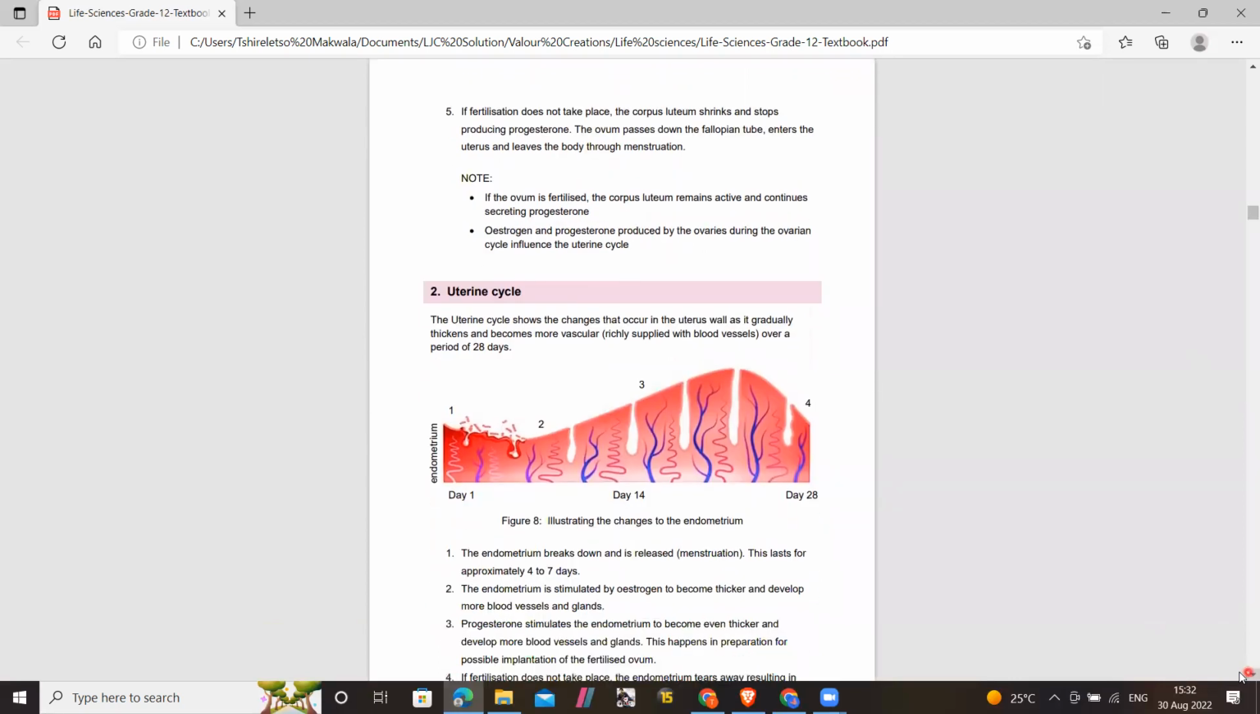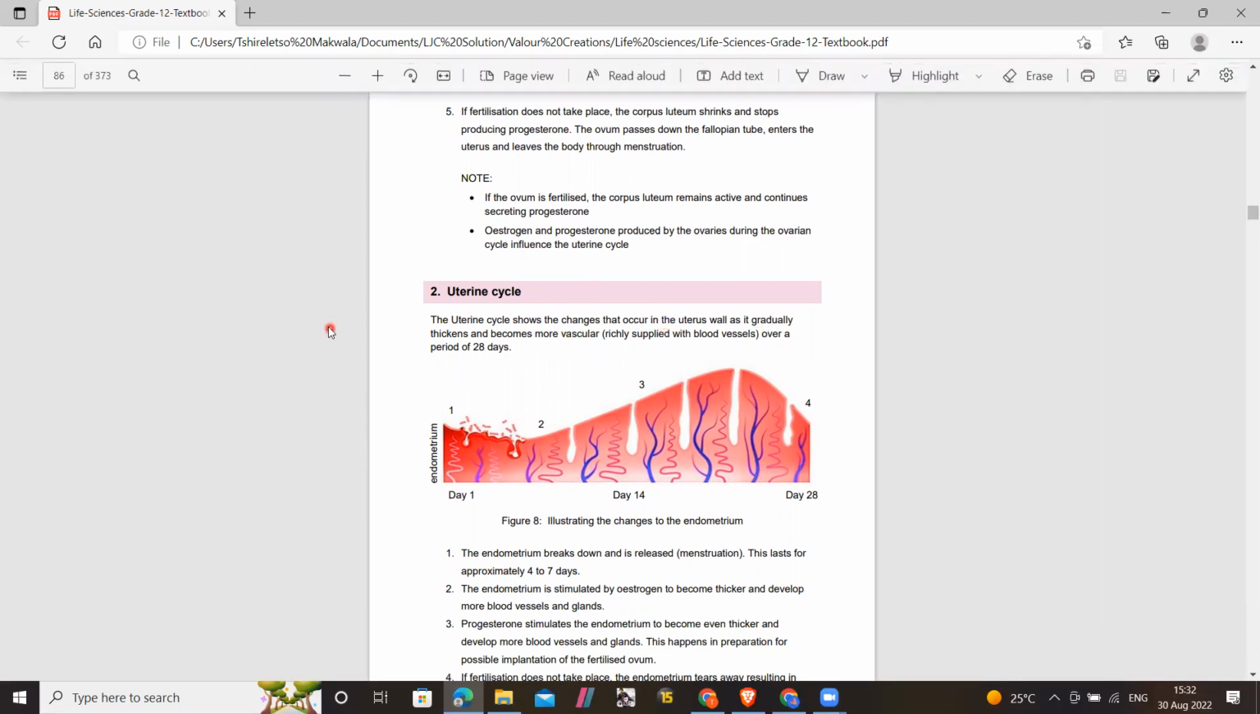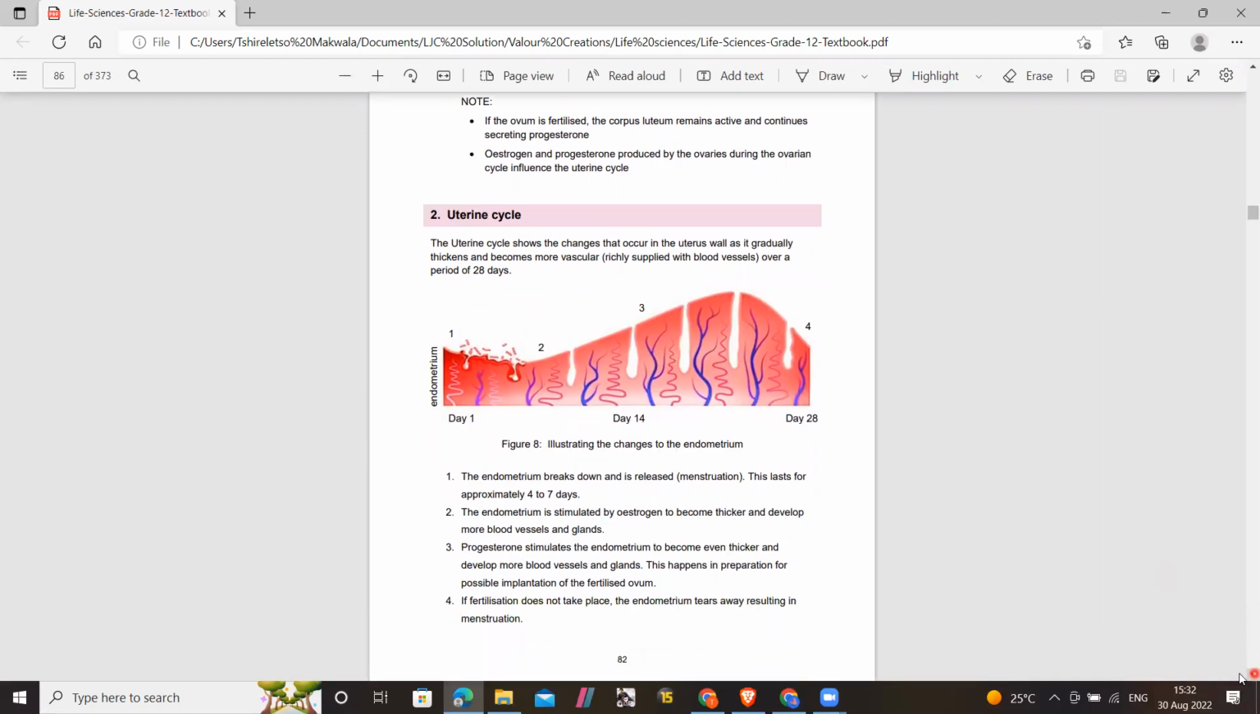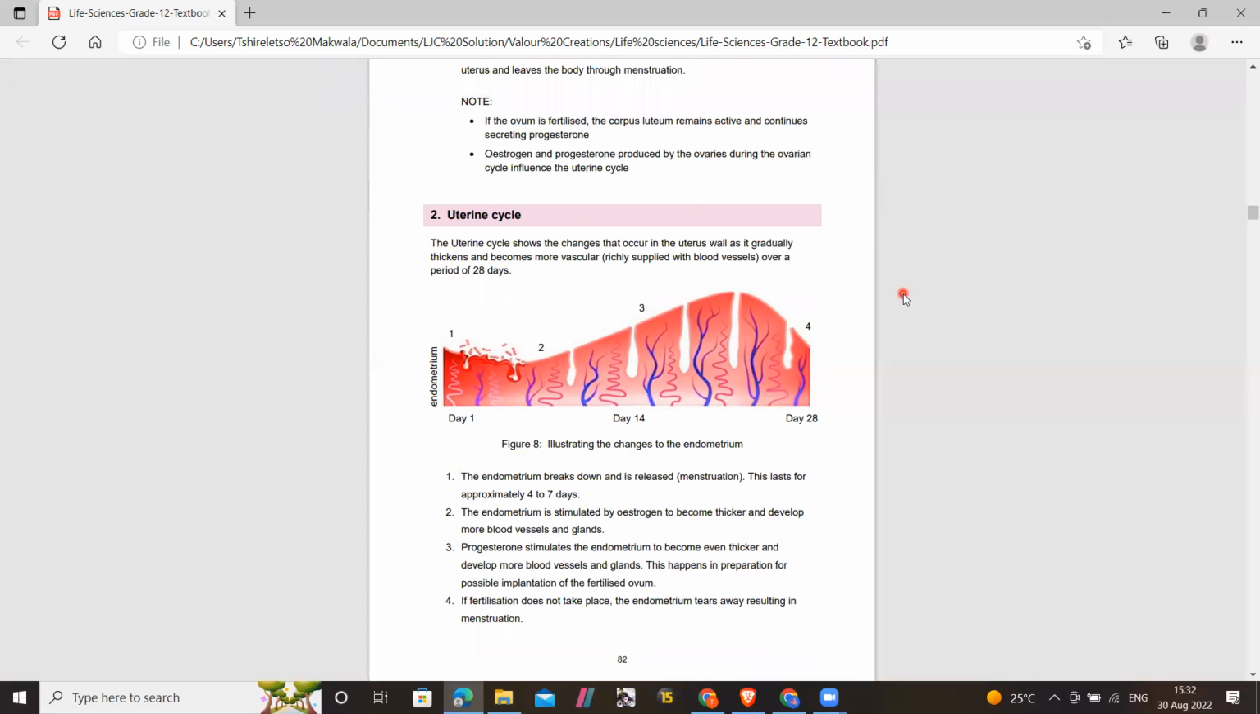Then we have the uterine cycle, which is for the uterus wall. Like I said, the uterus wall gradually thickens and becomes more vascular, richly supplied with blood vessels, over the days. So it prepares for pregnancy. Day one corresponds to when you are in your period. The endometrium wall breaks. This is explaining what happens if, let's say, you didn't get pregnant.